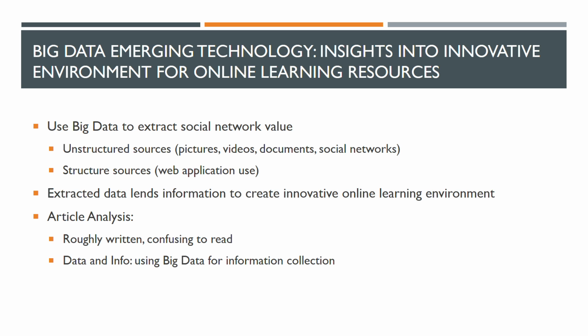To create this social network value, they were using unstructured sources of data, which would be like pictures and videos, documents, social networks like Facebook, Twitter, whatever else, and then structured sources such as web application use. They took all this information, pretty much using web patterns and usage, to create this social network value. And this value they then wanted to analyze and apply to propose a model framework for an environment for online learning.